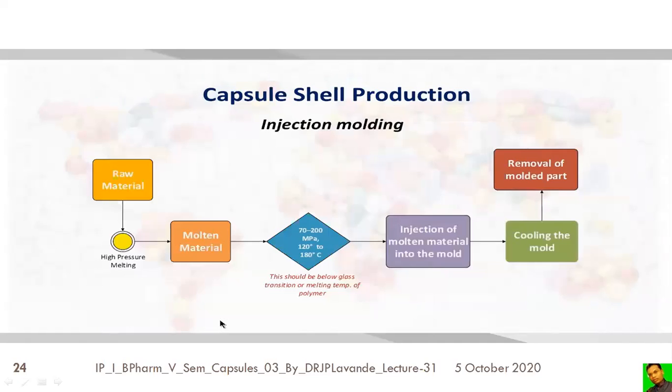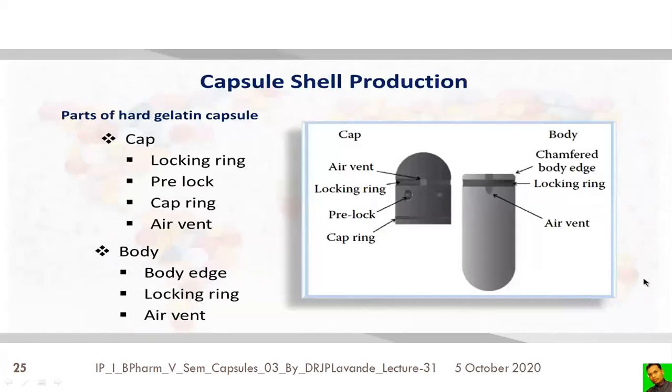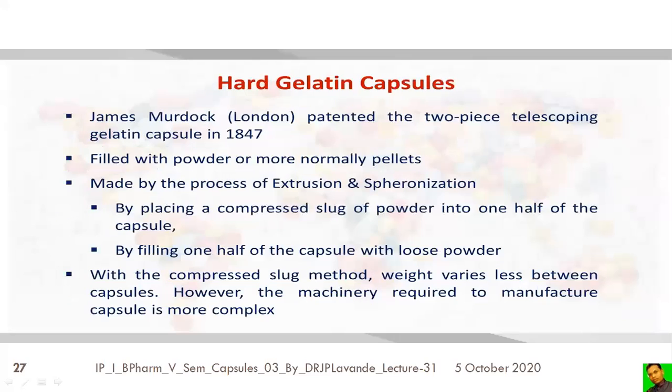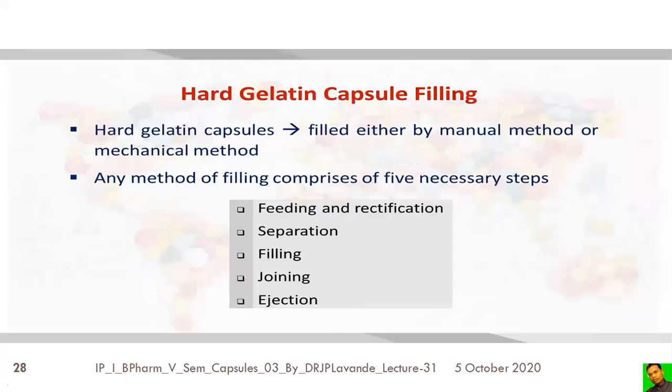So there is an injection molding process, and this is the schematic representation for the injection molding process. Then we saw the different parts of a capsule, that is the cap and body. The hard gelatin capsule is formed by two different parts, the cap and the body. Then the introductory details and how the capsule is going to be filled. Actually, this is the particular topic with which we ended our very last lecture.